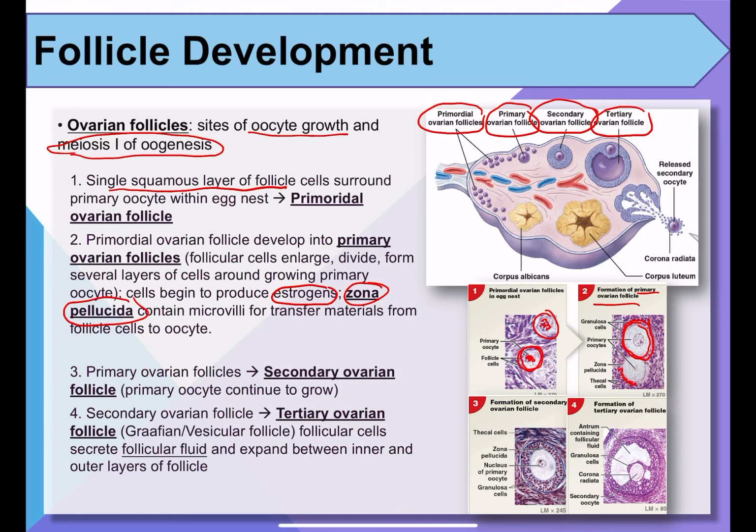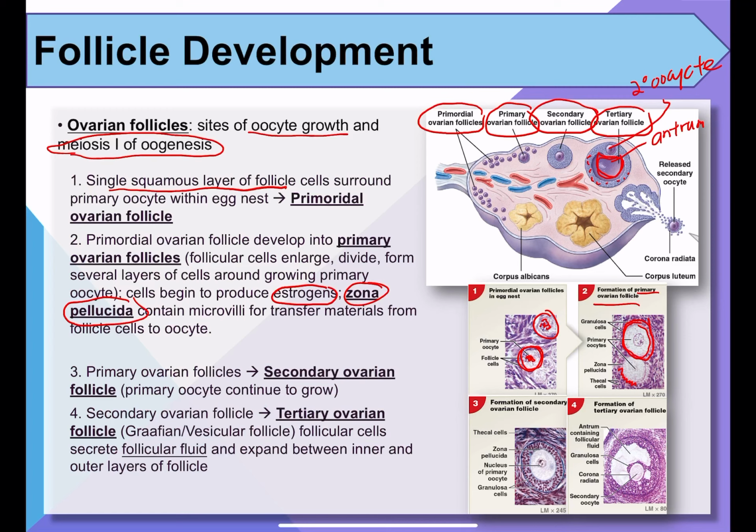Now this is when follicular cells, there's a lot of them around, and they also start to secrete a follicular fluid around this empty space area called the antrum. I'll talk about it in the next slide, but this is what expands the inner and outer layers of the follicle. And now what houses within the tertiary follicle right here is a secondary oocyte.